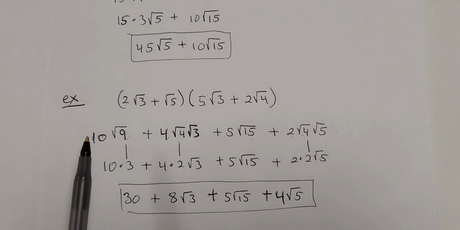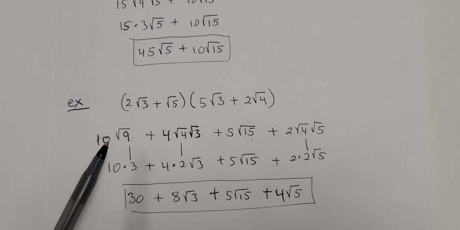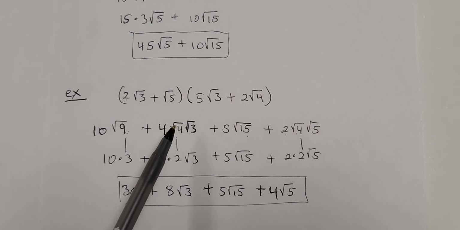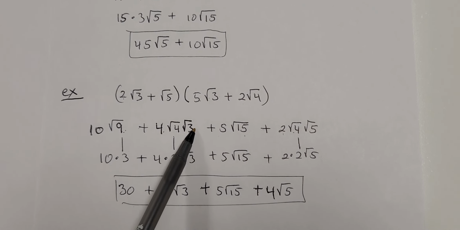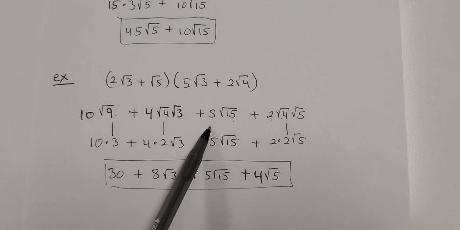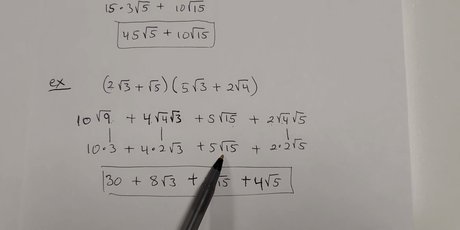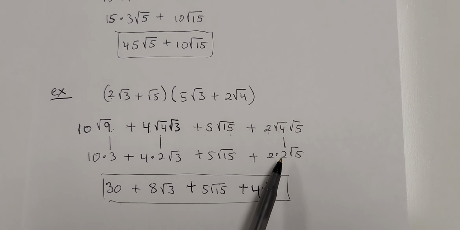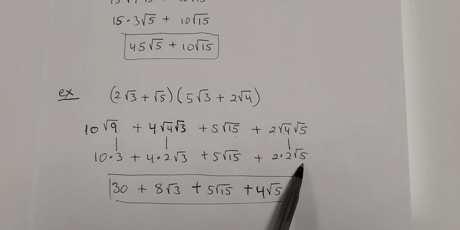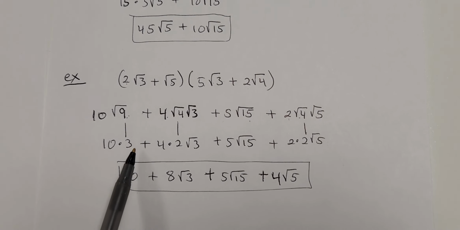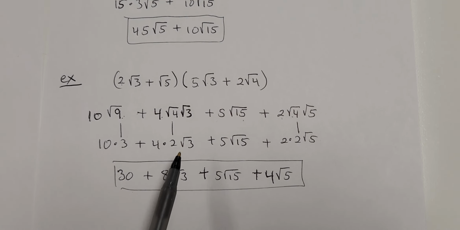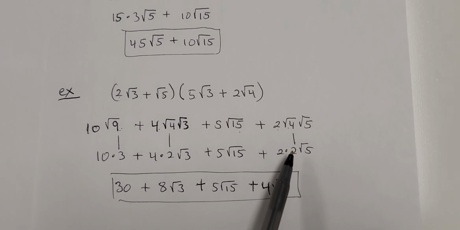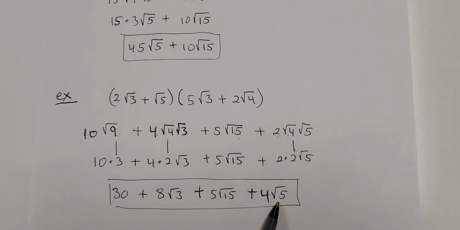Okay. Next, square root whatever I can square root. So bring down this 10. Square root 9 is 3. Bring down the 4. Square root 4 is 2. I can't square root the 3. Bring it down. Bring down the 5 square root 15 because I can't do anything else. Bring down this 2. Square root 4 is this 2. And then bring down the square root 5. 10 times 3 gives me 30. 4 times 2 gives me 8. Bring this down because there's nothing you can do. And then 2 times 2 gives me 4. Bring down the square root 5.